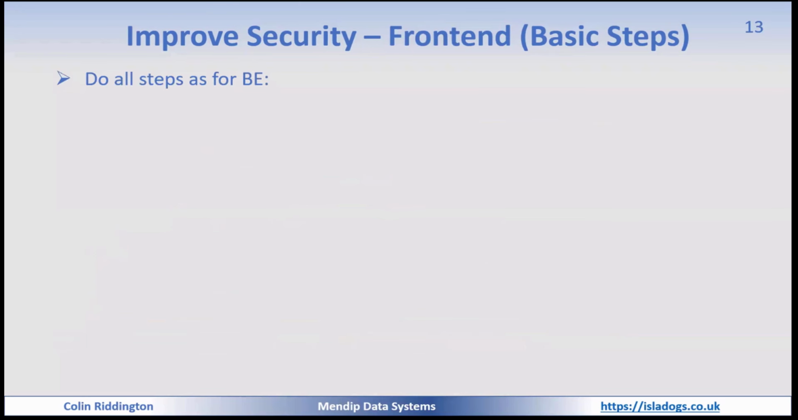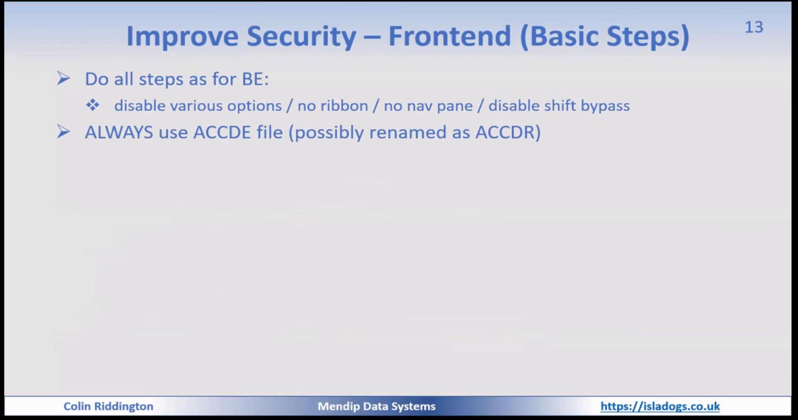Front end, much the same as the back end, disable various options. Also disable the shift bypass, which you can't do from access options, which is a pity in a way. Always use an ACCDE file. Some people suggest renaming it as ACCDR. Do both, but don't just rename it as ACCDR, because you can rename it back and remove whatever security that provides. As I've already mentioned, use a different password to the front end.